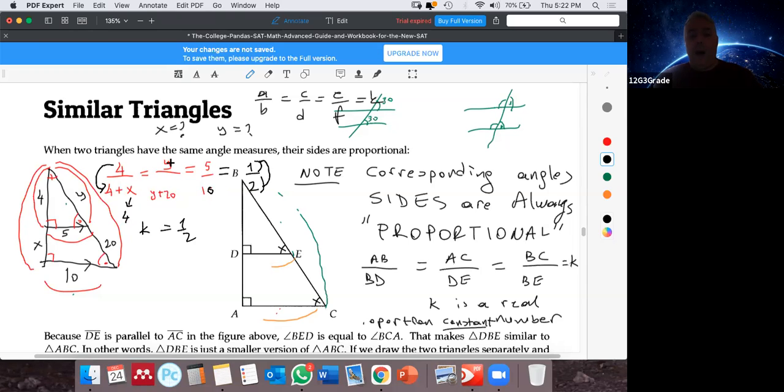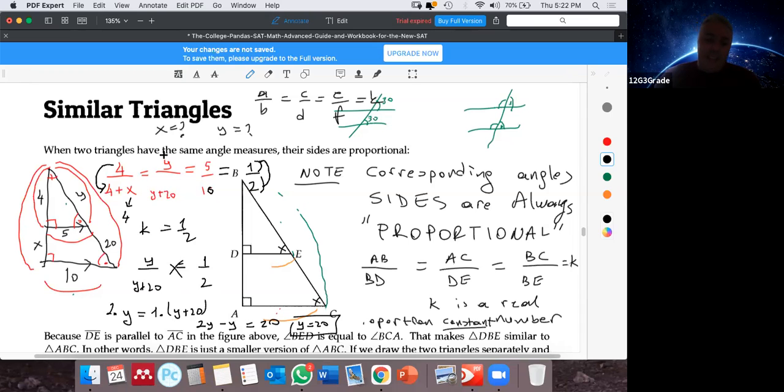Similarly, y over y plus 20. When y is 1, this is 2. But y is not 1, I don't know. What can I do? y over y plus 20 is equal to 1 over 2. Cross product: 2 times y, 1 times y plus 20. So 2y minus y is 20. So y is 20. So this is now 20, this is 20 plus 20, 40. I can check myself: 20 and it's twice, which is 40. I solved the question. y is 20, x is 4.